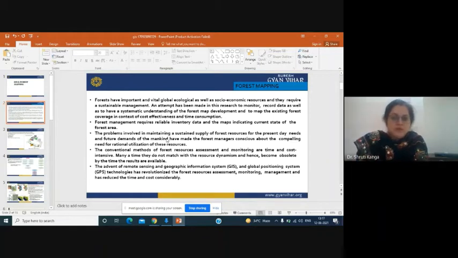An attempt has been made in the research to monitor, to record data, as well as to have a systematic understanding of forest mapping, forest map development, and to map the existing forest resources with their coverage in context to cost effectiveness and time consumption.